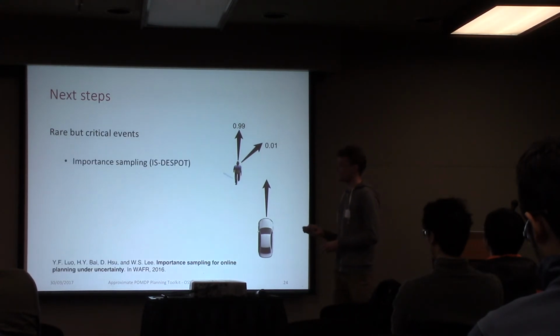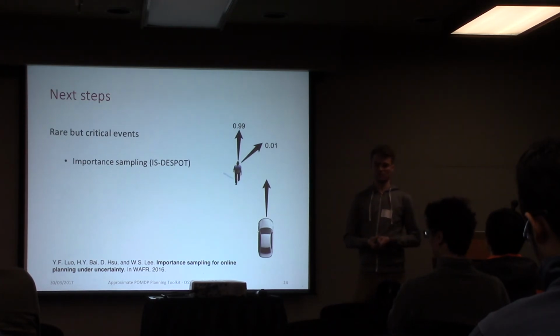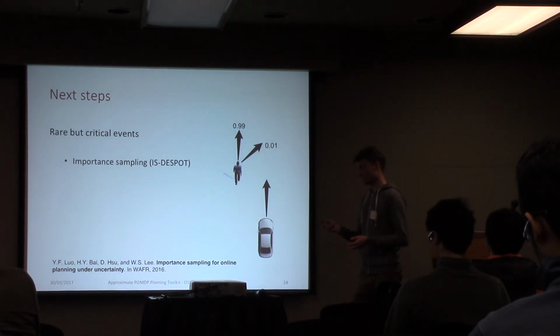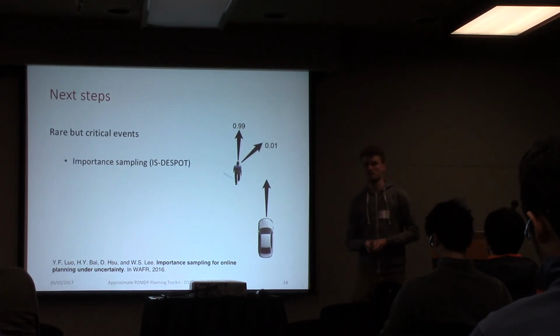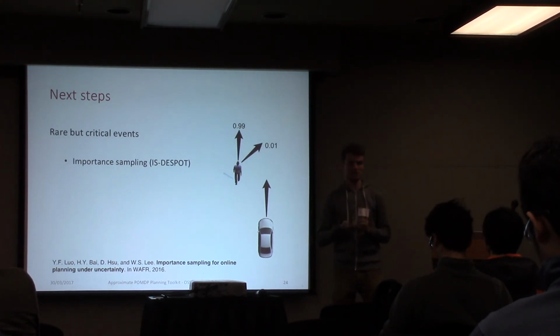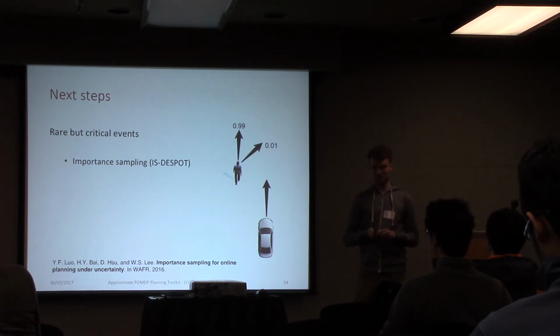One way that we address this is that we introduce importance sampling to DESPOT. This is IS-DESPOT. We published this recently in a paper. It's not yet integrated into our DESPOT code, but we are planning to do that soon.